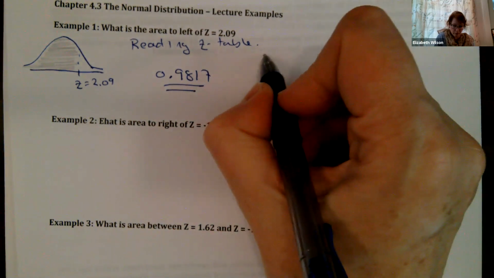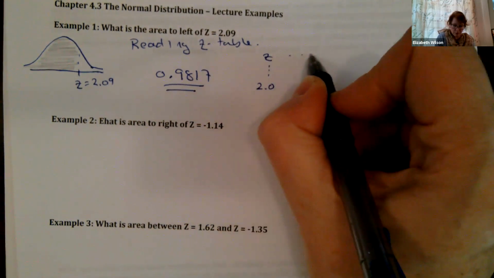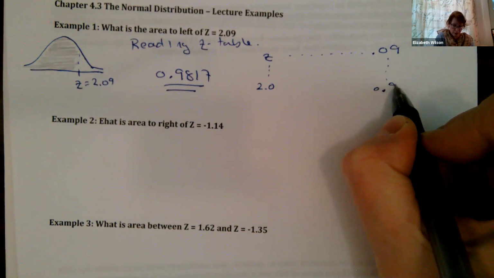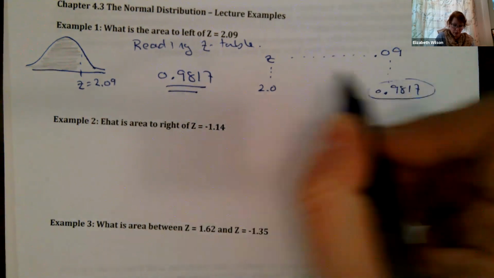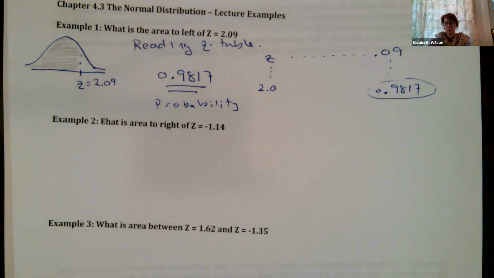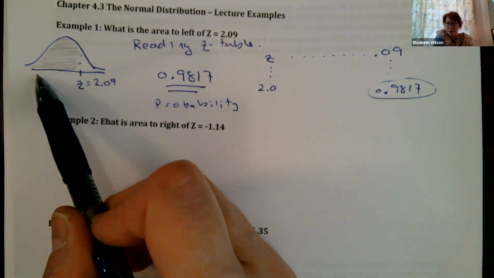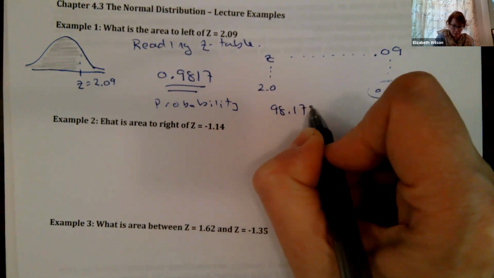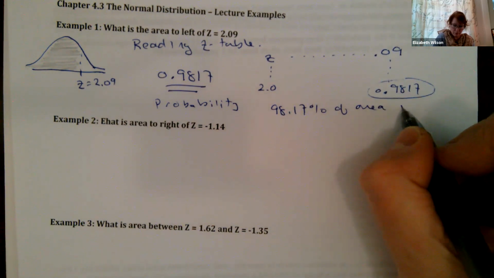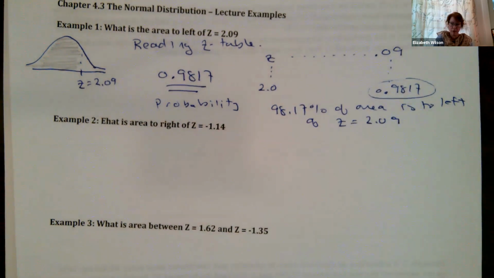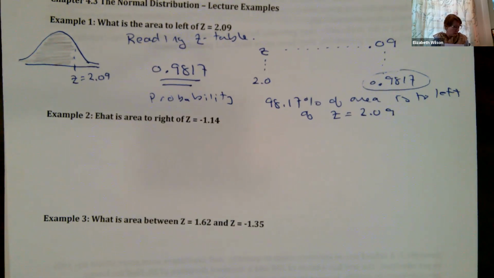So all I did was read. This is our z, 0.09, and then I read down, and this was equal to 0.9817. This is our probability. Or I can convert it to a percent and say 98.17% of the area under our curve is to the left of z equals 2.09. So that's how we read our table. We're going to keep doing it.